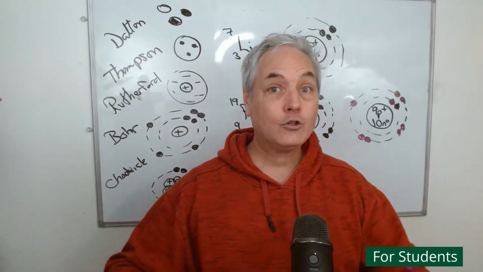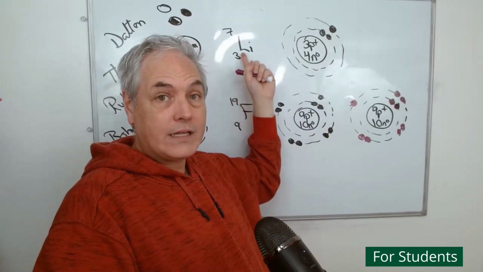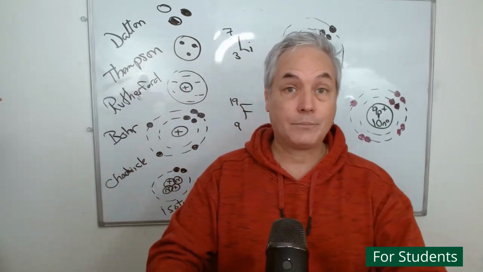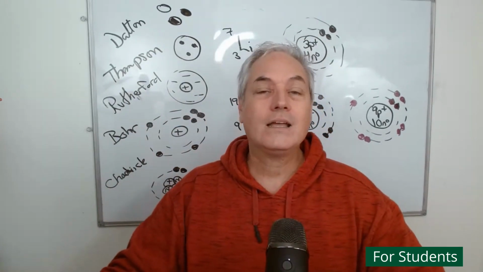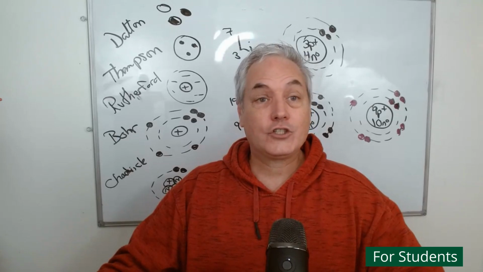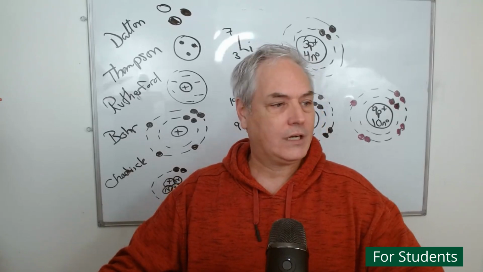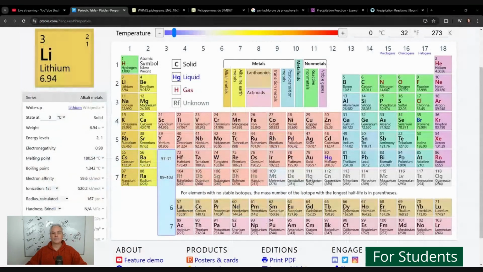Perfect. Now, how do we get information such as an atomic number of 3 and an atomic mass of 7? So let's have a look at the periodic table to see if we can shed light on what it is. So I'm going to go back to my periodic table. Perfect. And here we are.